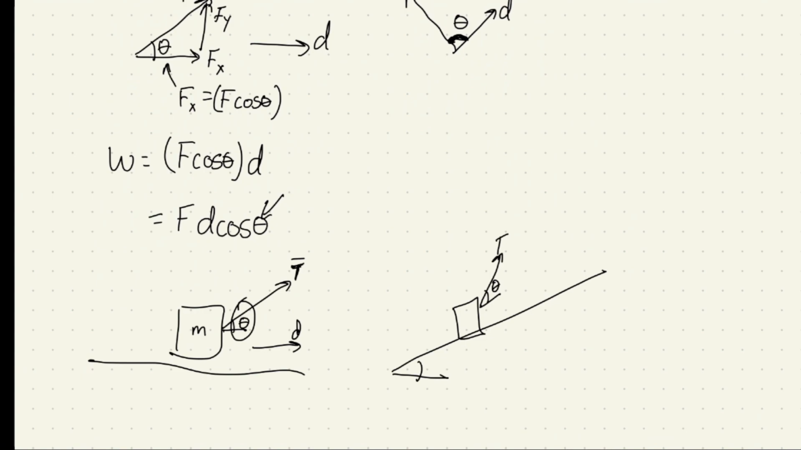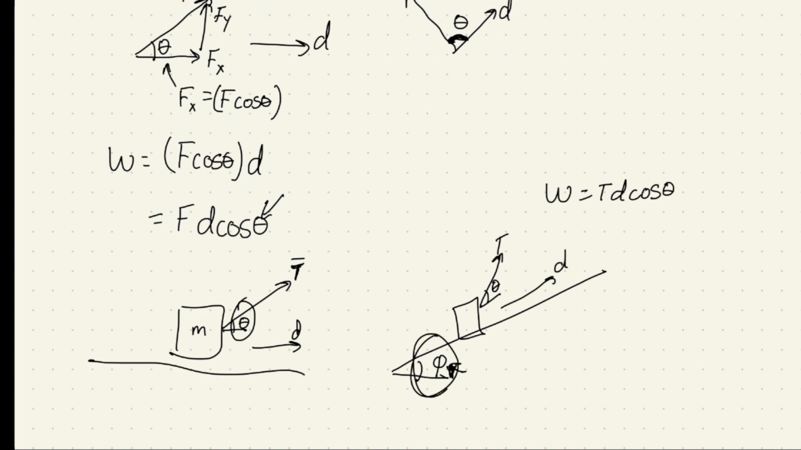And maybe I'll call it something else. We'll call it phi, the Greek letter phi, instead of theta. So this is a different angle here. This is completely different from this angle here with our tension. And so if our displacement is up the inclined plane, then our work done is still going to be tension times d times cosine of theta.